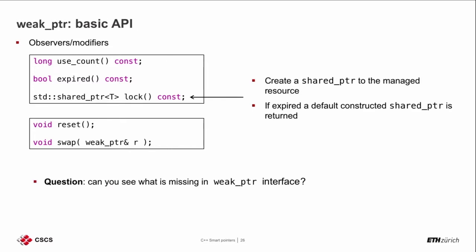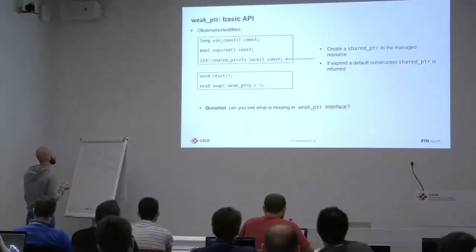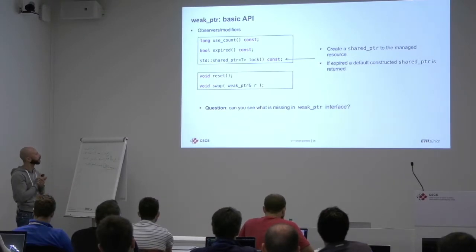Again, I have another question for you here. Like before, can you see what is missing in this observers and modifiers method in the interface of the weak pointer if you compare it to the shared pointer one?